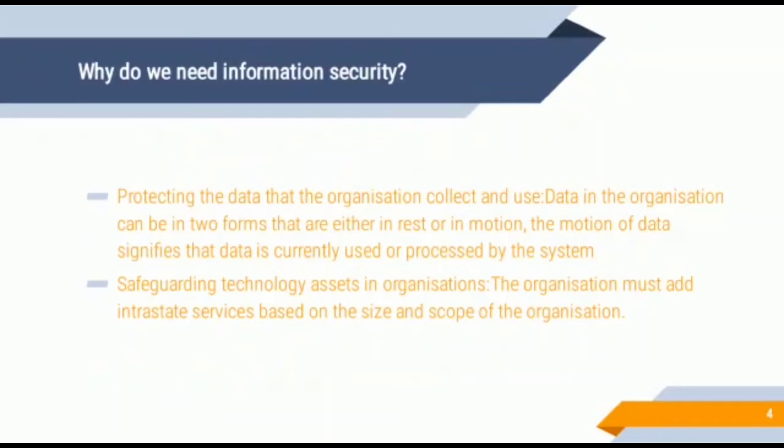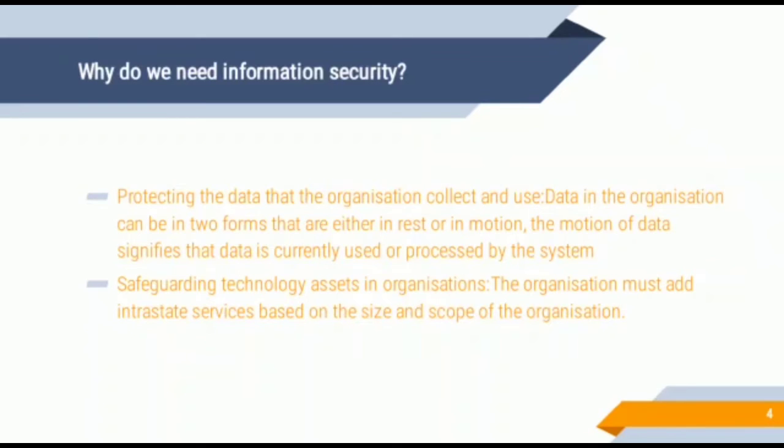The third thing is protecting the data that the organization collects and uses. Data in the organization can be in two forms, either at rest or in motion. Data in motion signifies that data is currently being used or processed by the system. The value of the data motivates the attacker to steal or corrupt it. So this is essential for the integrity and value of the organizational data. Information security ensures protection of both data in motion as well as data at rest.